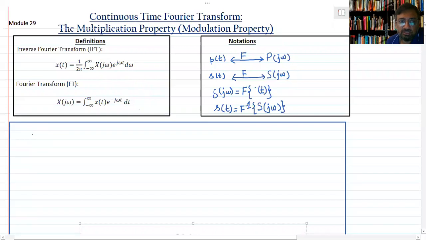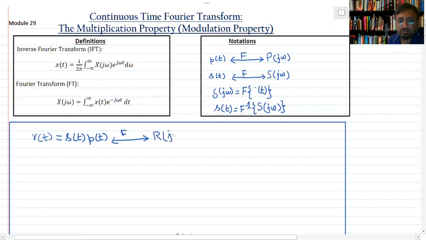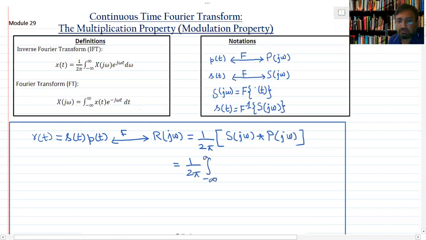So more specifically, if we have a time domain signal r(t), which is the product of two signals s(t) and p(t), then the Fourier transform of r(t) is R(jω), where R(jω) is 1 over 2π S(jω) convolved with P(jω), or 1 over 2π integral from minus infinity to infinity of S(jθ) P(j(ω minus θ)) dθ.